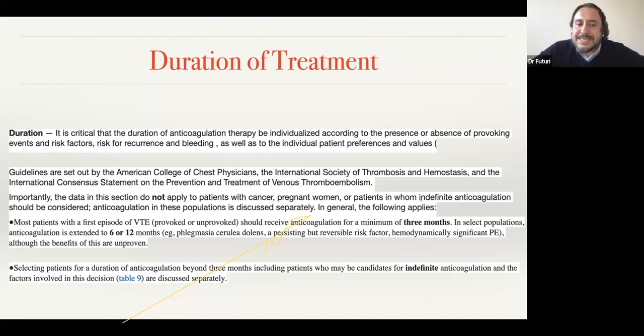Some patients, however, you can extend this to large blood clots, patients that may have presented with a hemodynamically significant PE, especially if it was provoked, a persistent but reversible risk factor. They had surgery, they had a large blood clot, you've treated them for 6 months, that risk factor of surgery has been removed. They present on oral contraceptives, they have a large blood clot, you've treated them for 6 months, you've removed the oral contraceptive. This does not apply, though, with patients with cancer. This does not apply to pregnant patients or patients in whom indefinite anticoagulation should be considered.